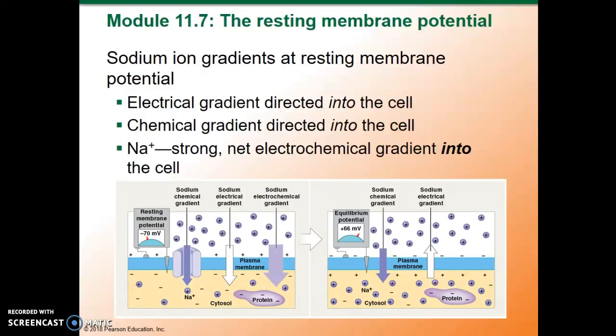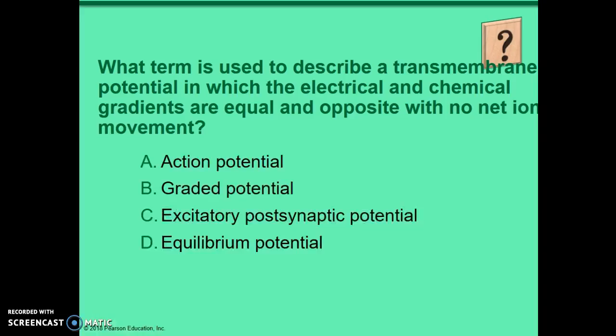Sodium is different. For sodium, both the electrical gradient and chemical gradient are directed into the cell, so sodium has a very strong net gradient into the cell. Which term is used to describe a transmembrane potential in which the electrical and chemical gradients are equal and opposite with no net ion movement? That would be equilibrium potential.